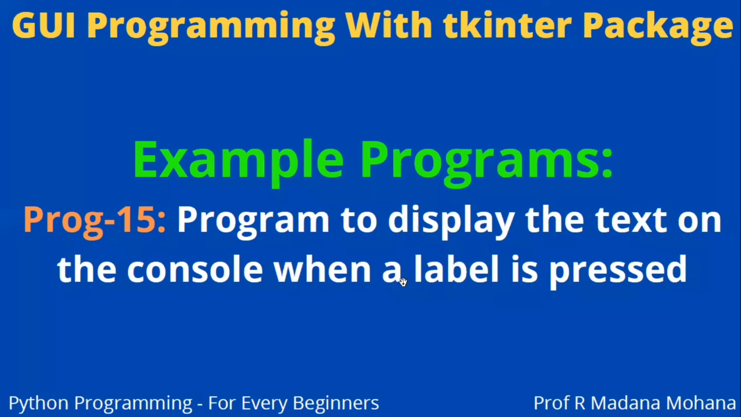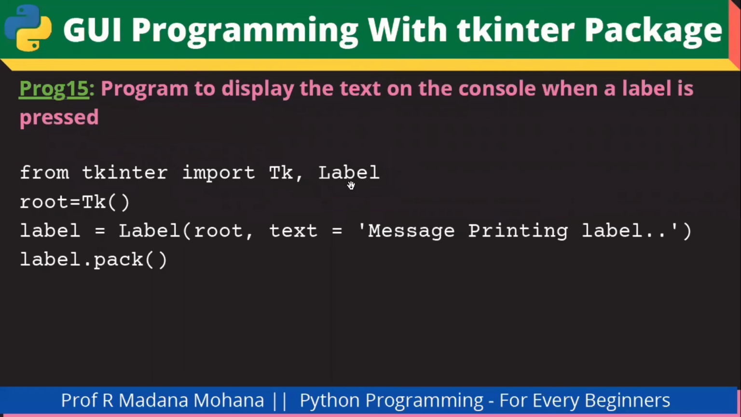Then coming to the next program, to display the text on the console when a label is pressed. Previously, we entered the text live in the text box of the tkinter window, and by clicking the button, the text was displayed in our console. Similar to that, here in our program you can use some text by clicking the label on the tkinter window. Whatever text you have given in our program will be displayed. In the previous program we entered the text live and clicked the button to display it. So here a label is required.